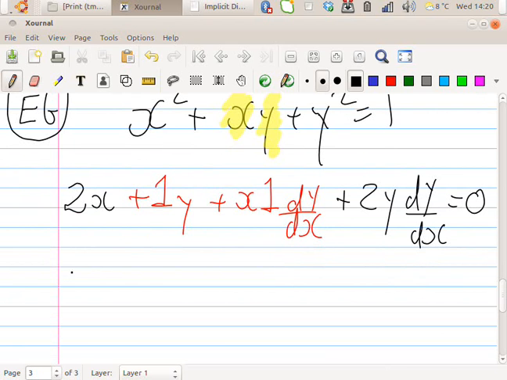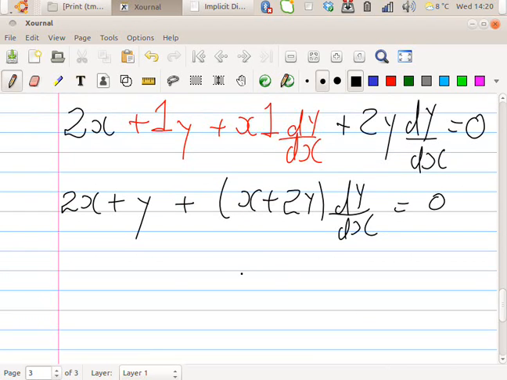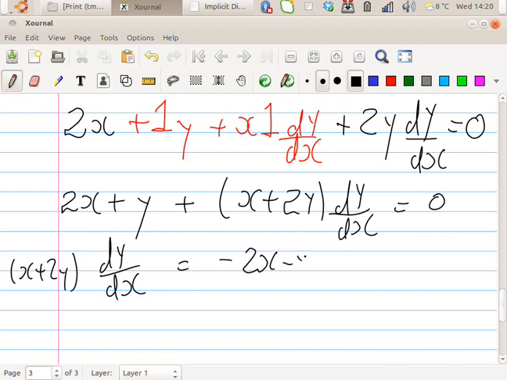Okay, so let's clean this up a little bit. 2x plus y plus bracket x plus 2y dy over dx equals 0. So I just take the dy dx out from both here. Then you have dy dx with the bracket, x plus 2y, equal to minus 2x minus y. I take these over to the right. And then to finish, I divide by this.